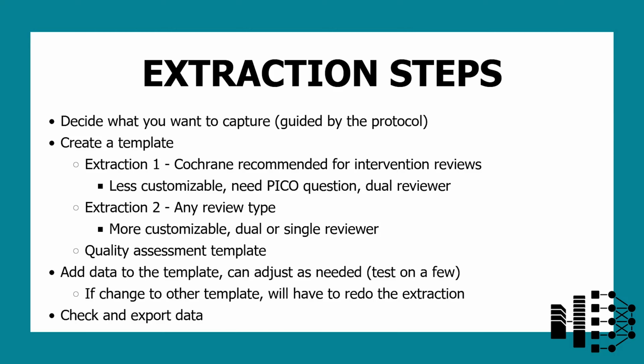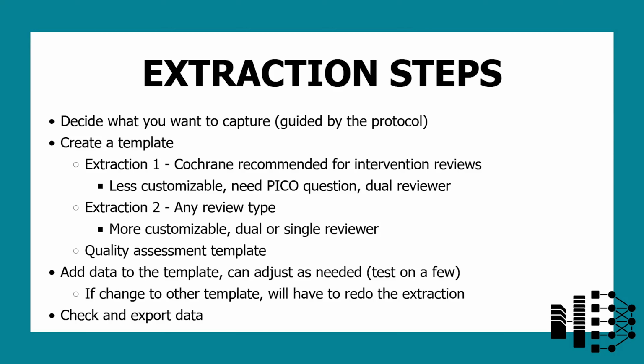In Covidence, they have two different kinds. They've got extraction 1 and extraction 2. Extraction 1 is going to be for your systematic reviews, and that's going to be Cochrane recommended. If you don't know who Cochrane is, they are the gold standard of systematic reviews. It will be much less customizable. It will focus mainly on the PICO question, and it will require at least 2 reviewers to go through each of the stages. Extraction 2 is much more open. That's the one we'll look at today.